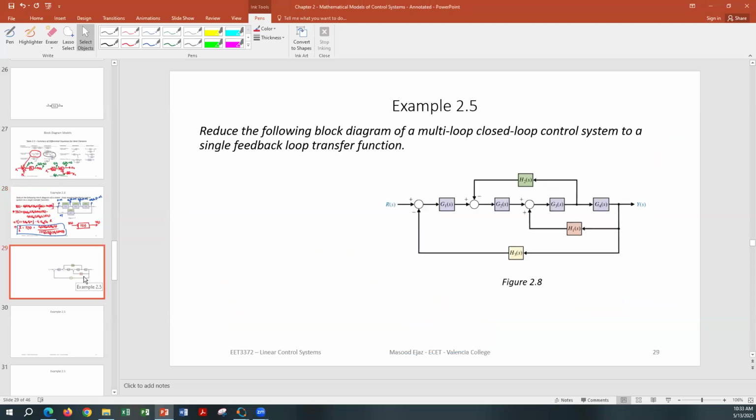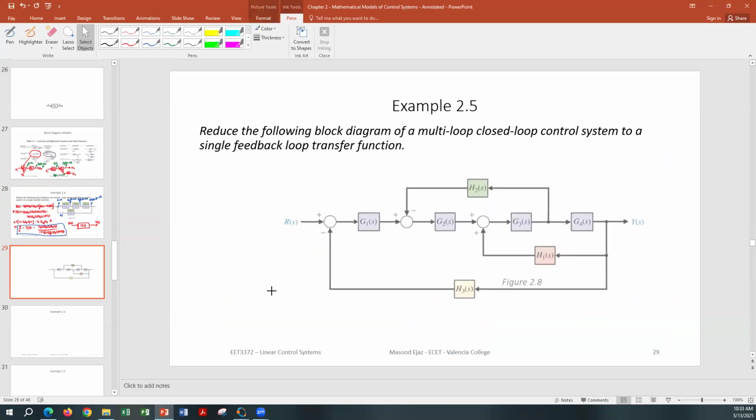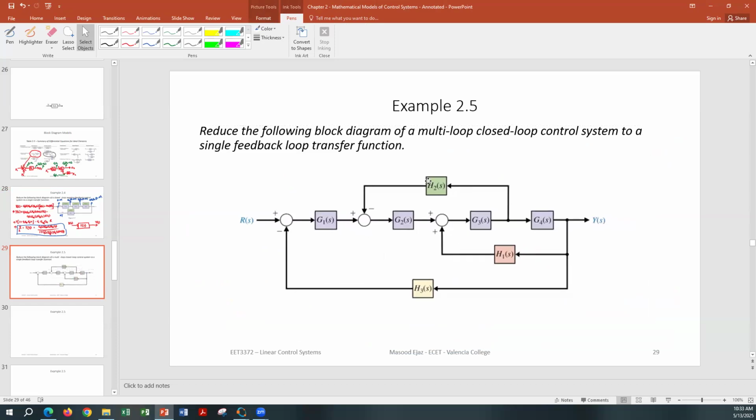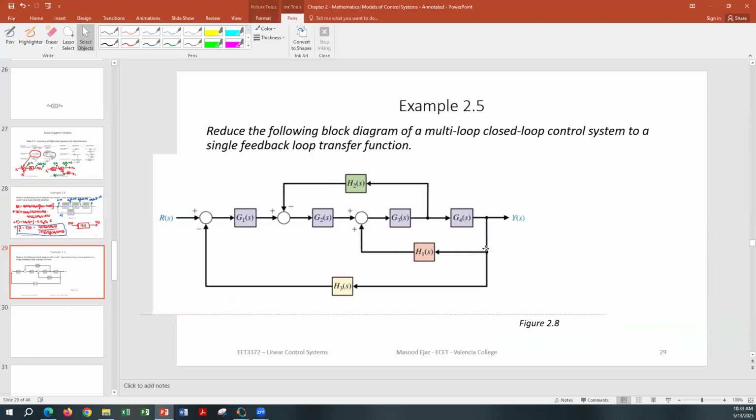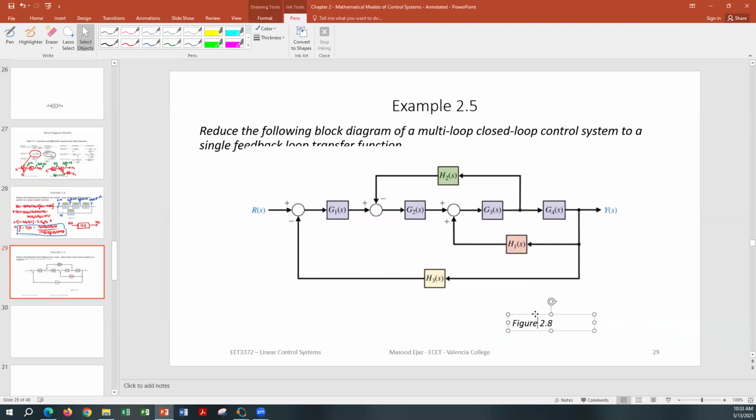All right, guys, next example. So now we have a little bigger system. Let's go ahead and expand this. This system has multiple loops, as you can see. You have 3 loops, one on top, one smaller at the bottom, and one bigger around the system. And again, we have to reduce everything to a single block diagram and write the transfer function between the input and the output.